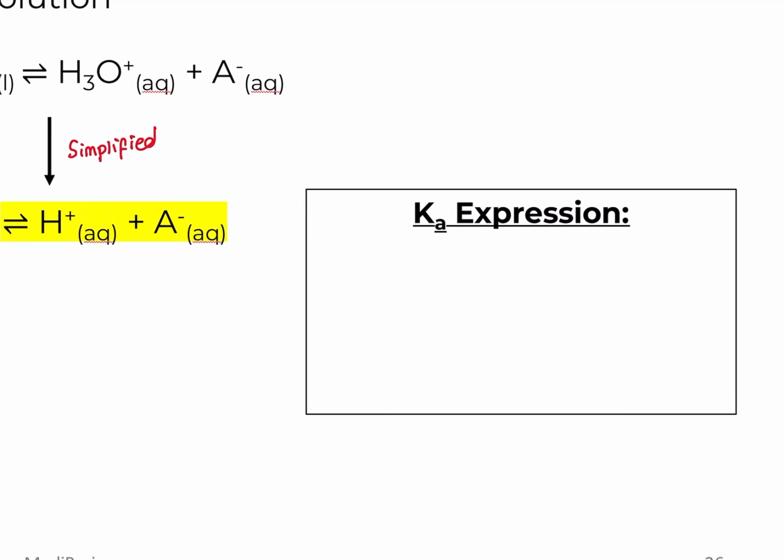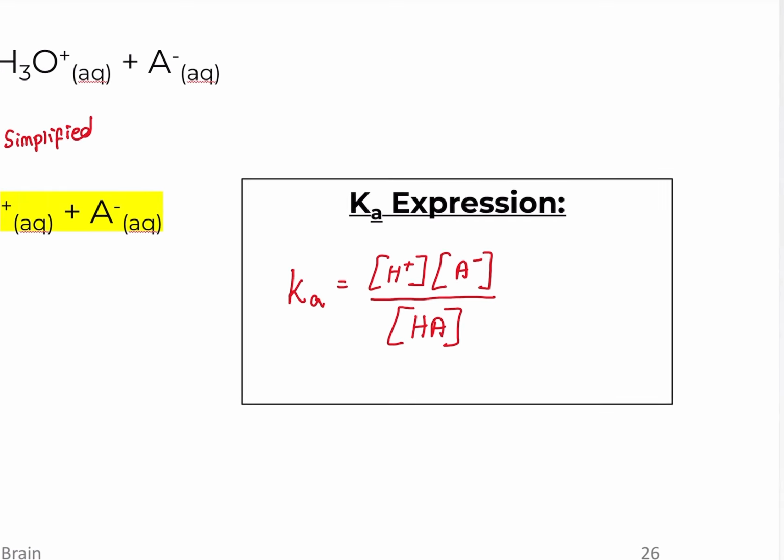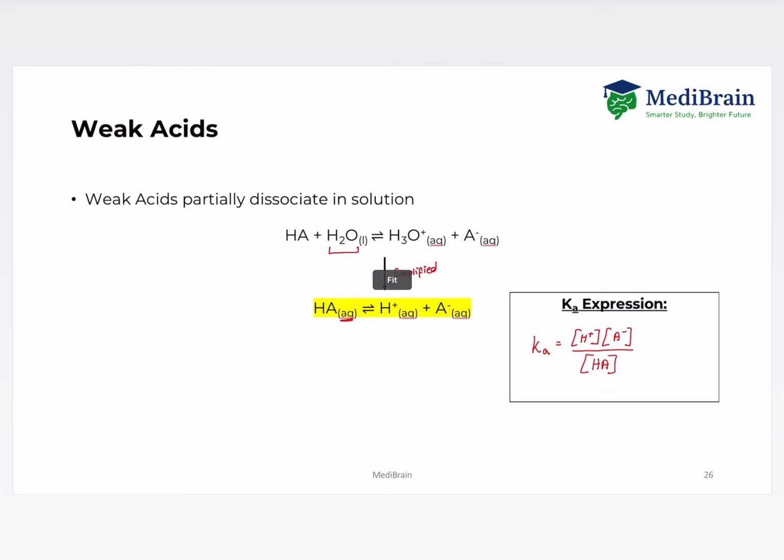Okay, so what's the Ka expression? Well, the Ka expression is literally just the normal equation that you would work out Kc with. Okay, so we've got Ka is going to be H plus concentration, A minus concentration, all over concentration of HA. Okay, and that's the Ka expression that we have there. Make sure you learn that expression because we will need it when we are looking at some calculation questions.